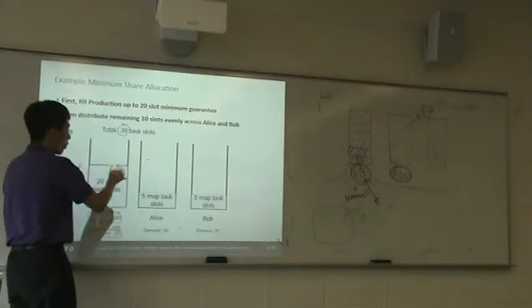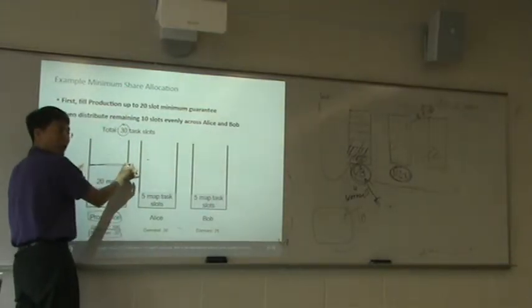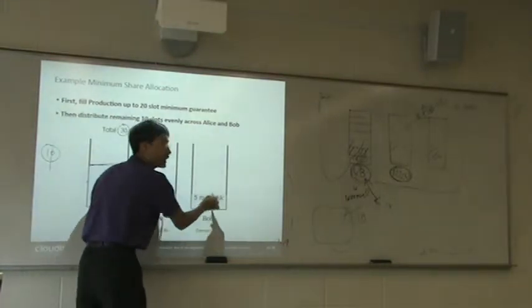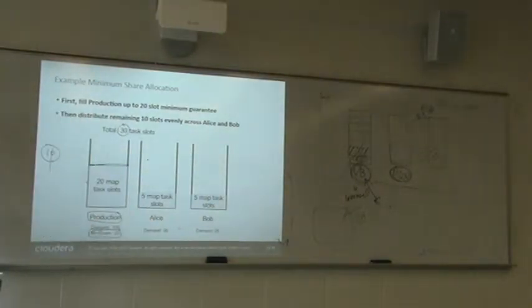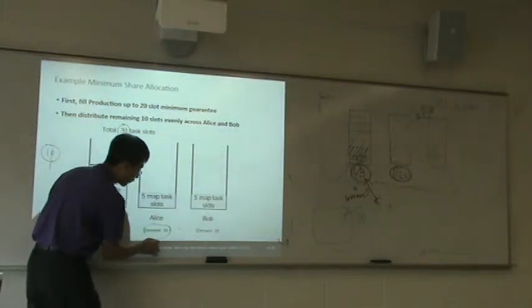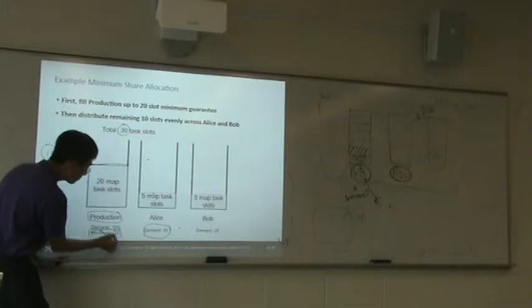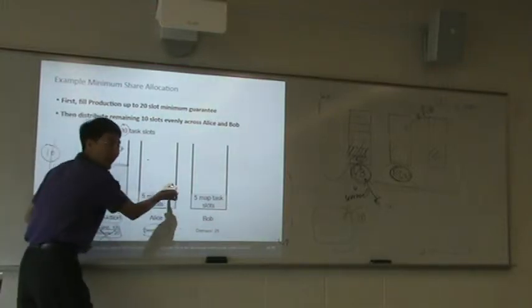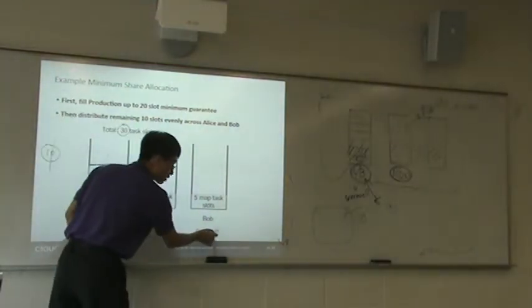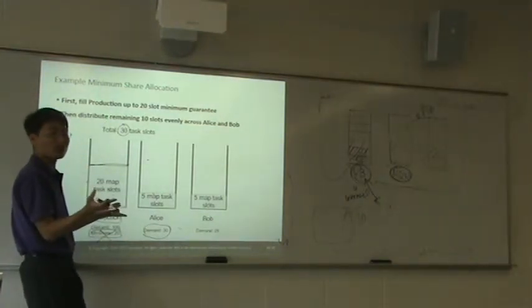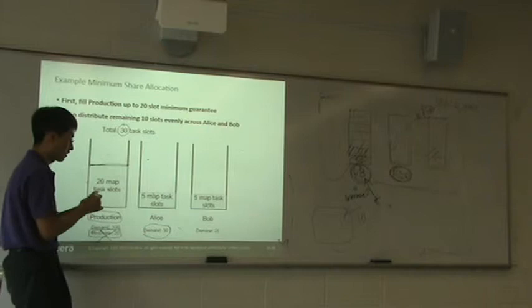Something like 3, 4... No, this one already has 25. So we can assign 5 and 5 to the others, even though their demand is 30 and only 5 is available. However, if there is no minimum, it's 10, 10, 10. Even though this one needs 25, only 10 will be assigned. This one also, this one also.